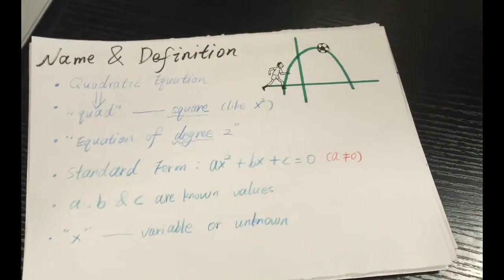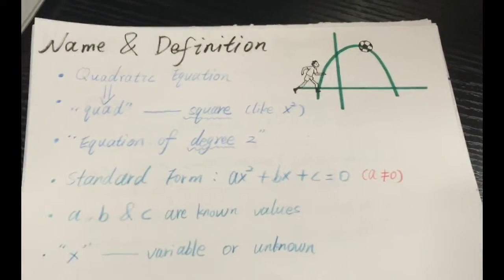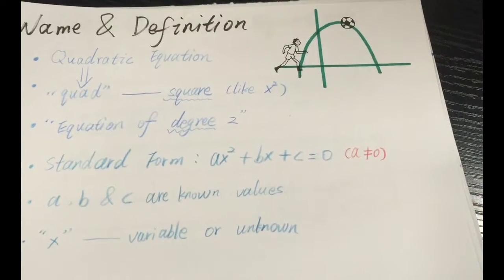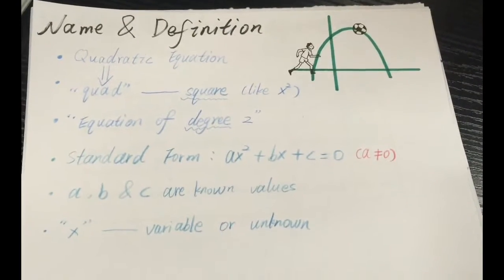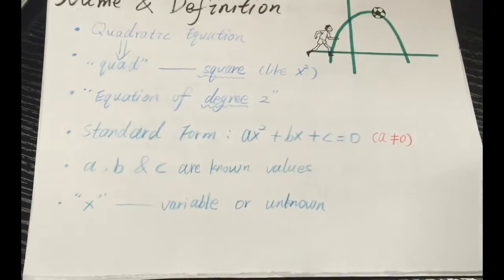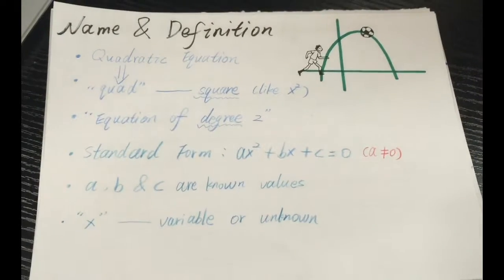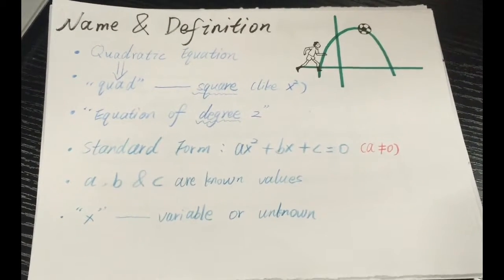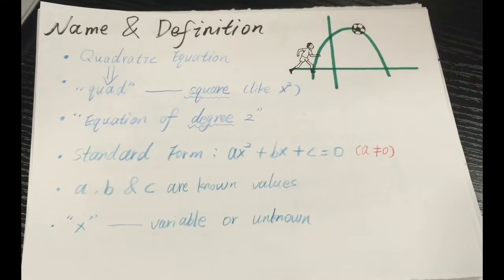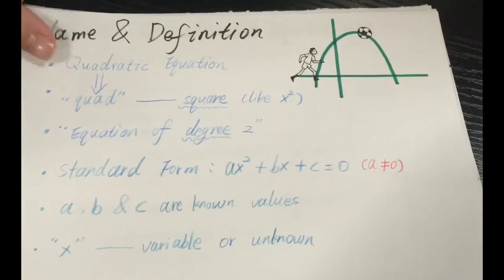The first one is the name and the definition. The name quadratic comes from the Latin word for square, because the variable gets squared, like x squared. It is also called an equation of degree 2 because of the 2 on the x. The standard form of a quadratic equation looks like this: a x squared plus bx plus c equals 0, and a cannot be 0. x is a variable or unknown, we don't know it yet.